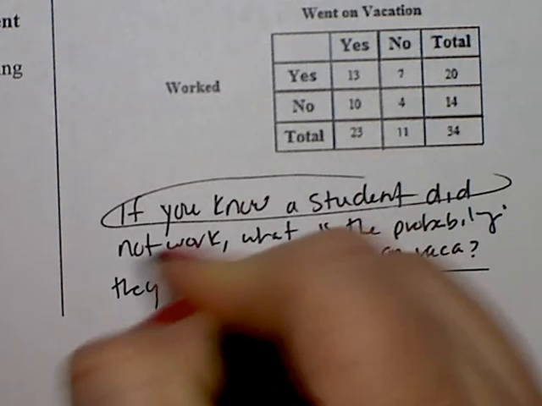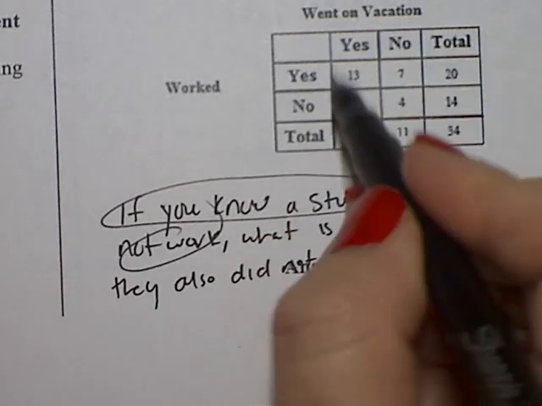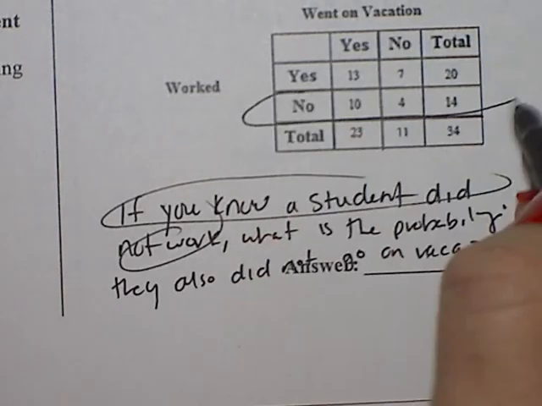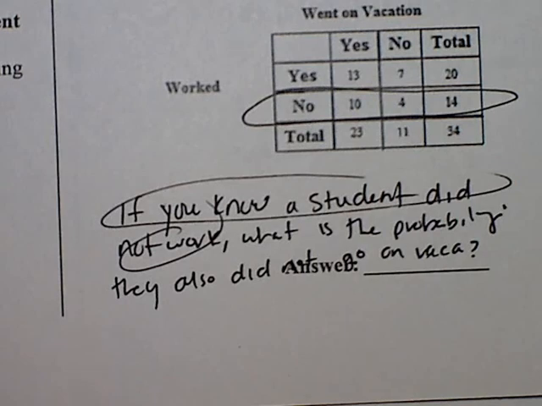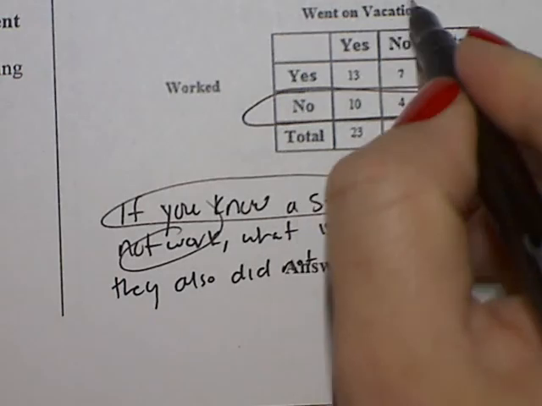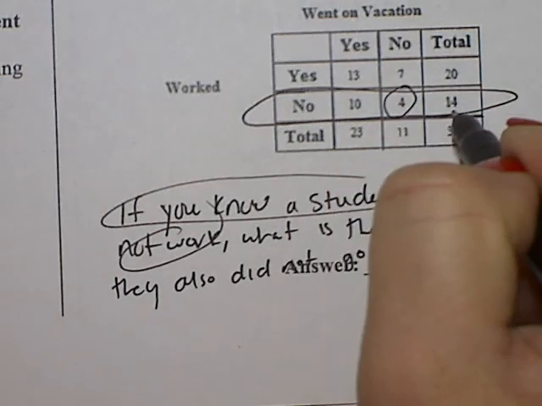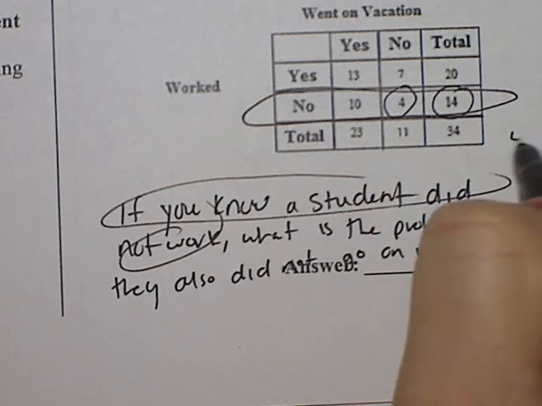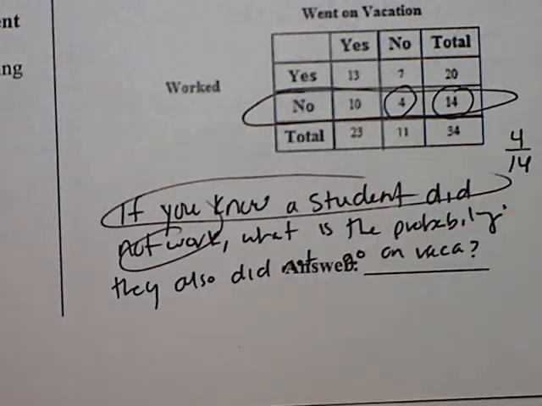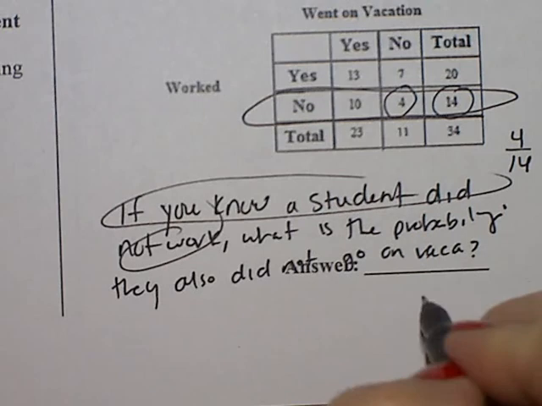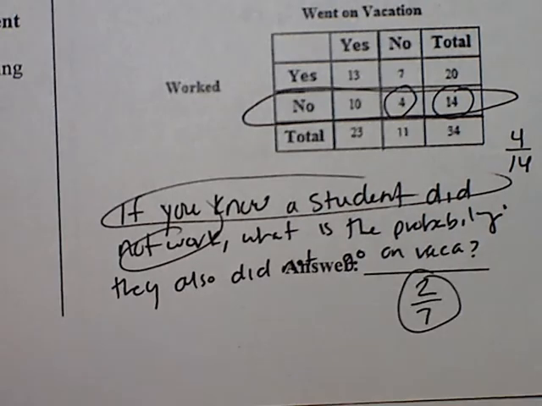So in this problem, I need to find out where does it say they don't work? No work. Now that's the only section I'm focused on. Now in that section, we want to find the probability that they also did not go on vacation. So no vacation out of a total of 14. So 4 out of 14, if they asked us to write this as a fraction in lowest terms, it would be 2 out of 7. Make sure your partner understands this. This is a little more confusing for a lot of students.